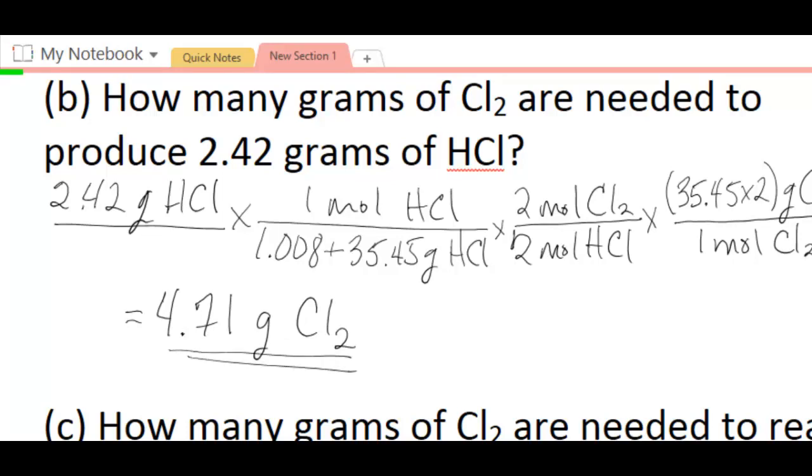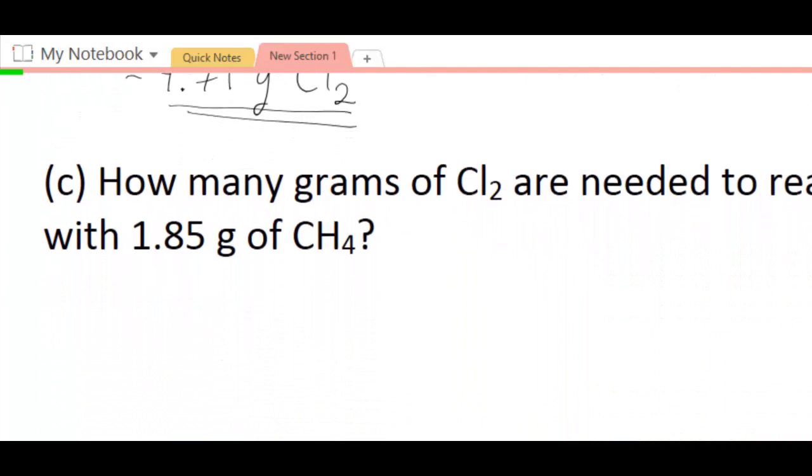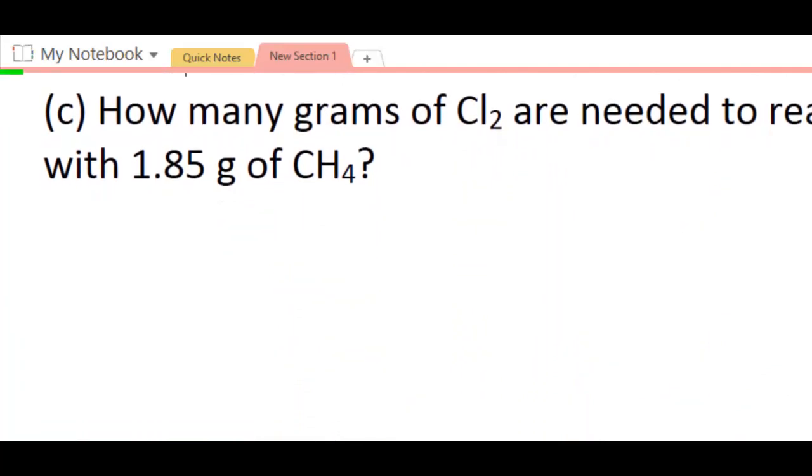The final problem here says, how many grams of chlorine gas are needed to react with 1.85 grams of methane? Similar, just like the previous problems. You're going to have to relate grams of chlorine gas and grams of methane through moles. So you want to start with what you know. You know you have 1.85 grams of methane, and you want to get to moles of methane.